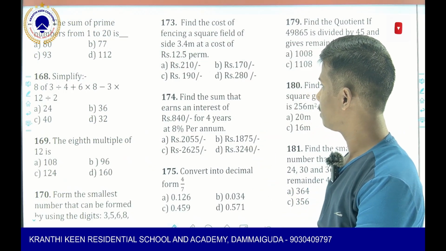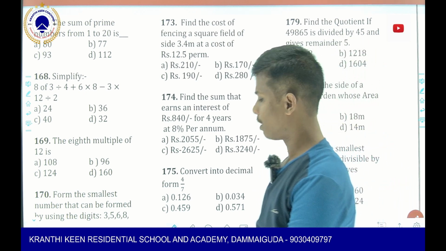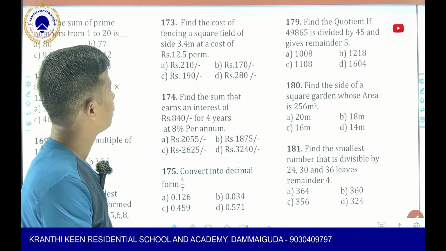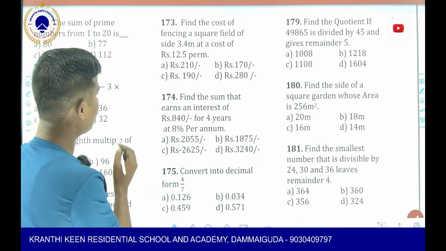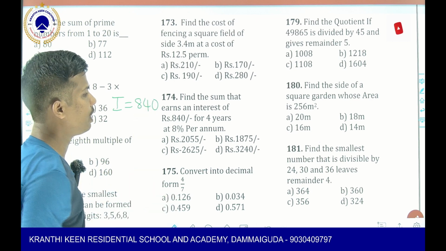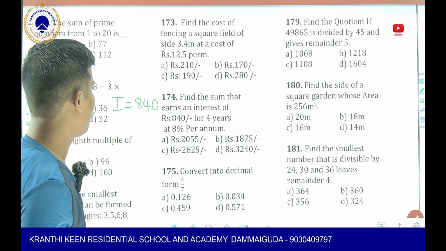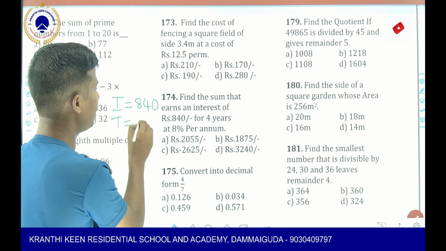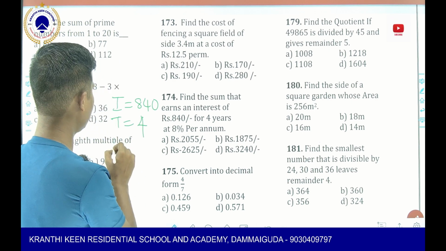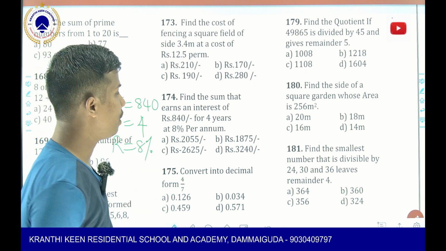Find the sum that earns an interest of 840. That means interest is equal to 840. What is it asking? Find the sum. That means you have to find the principal. For 4 years, the time period is also given. Time period is equal to 4 years. And R is how much? Rate of interest is equal to 8%, he has given. And what do you have to find? You have to find the principal.